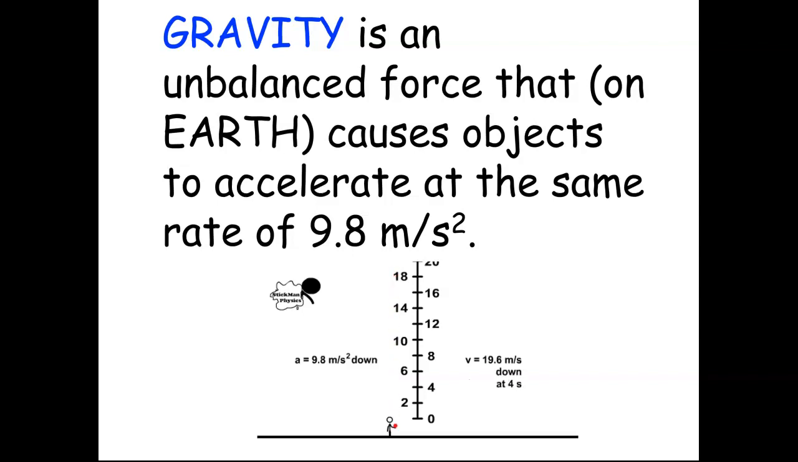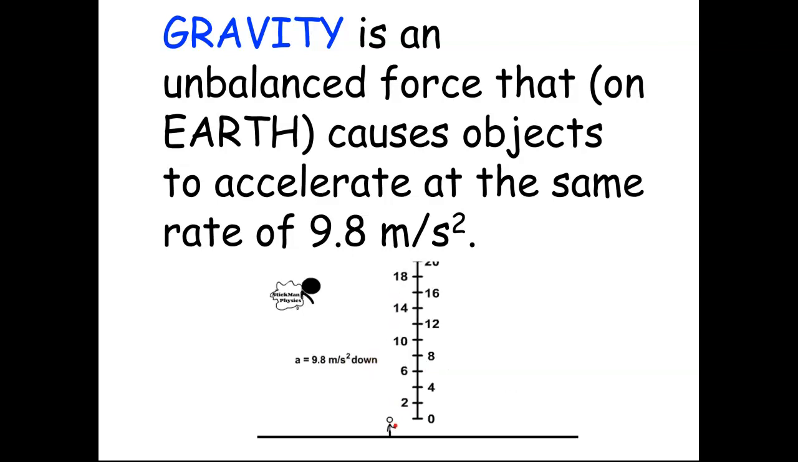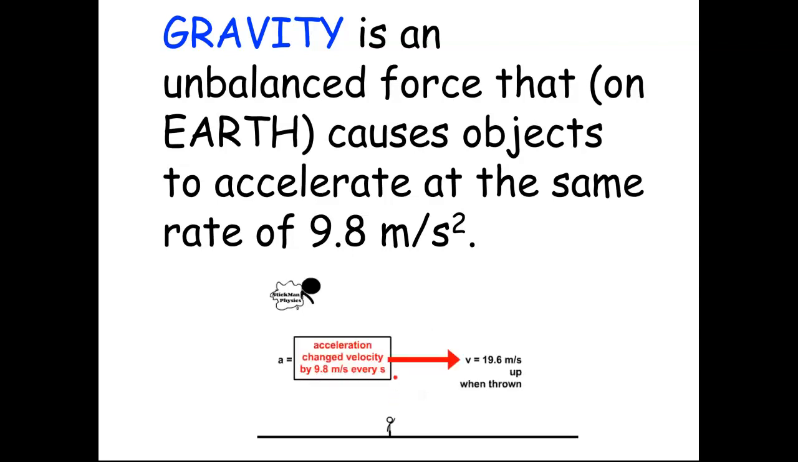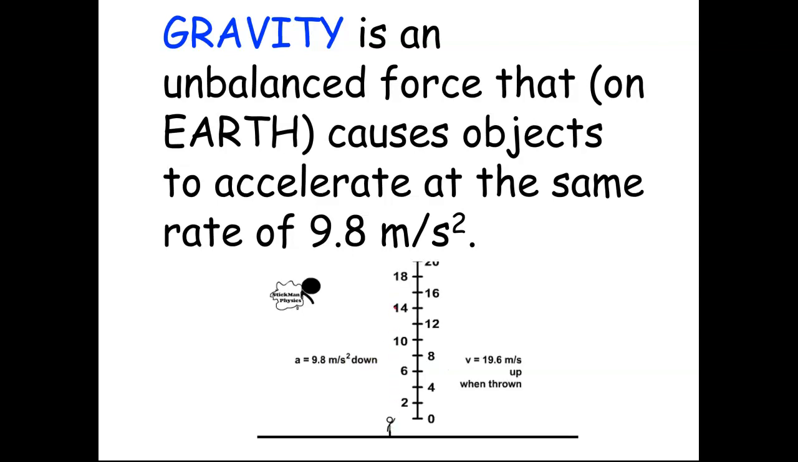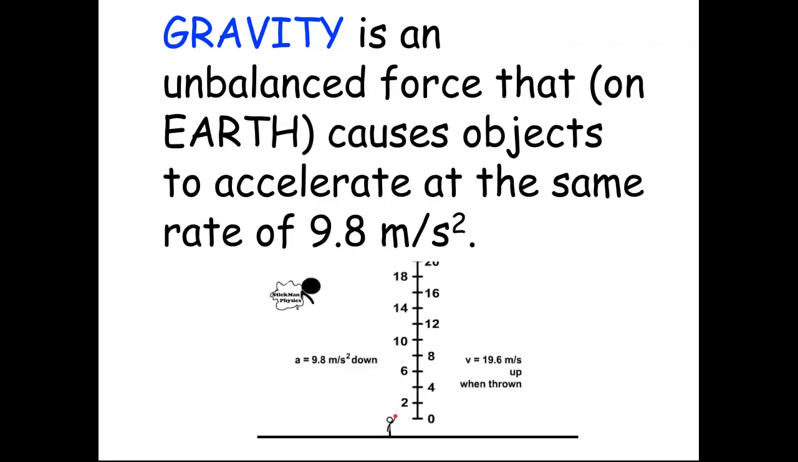So gravity is an unbalanced force in that it always is going to be pulling objects back to it. And it pulls with an acceleration of 9.8 meters per second squared. So you can see how the velocity changes as the ball goes up in the air and goes down in the air. So gravity is always pulling things back to the earth with an acceleration of 9.8 meters per second squared.